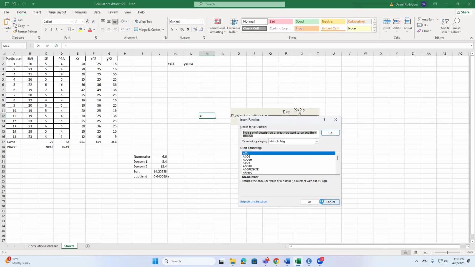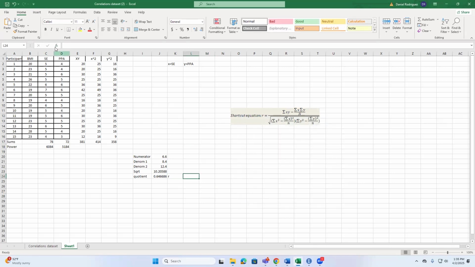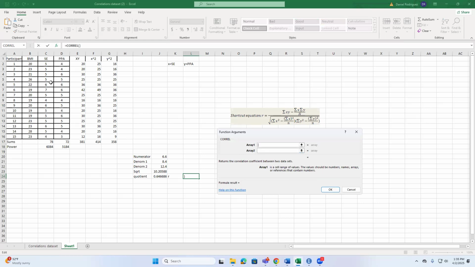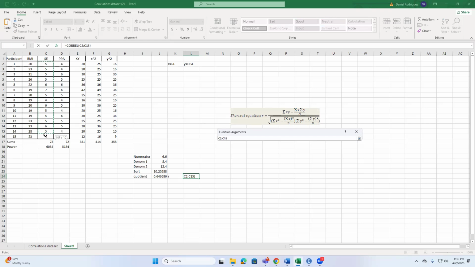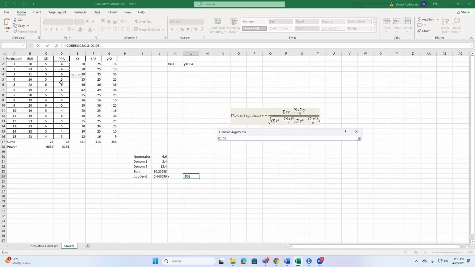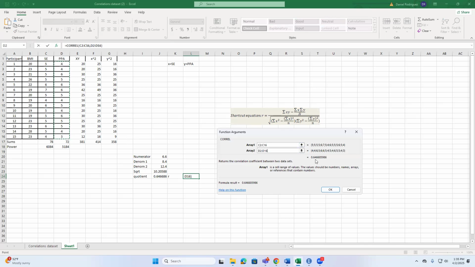I can't find a cell. I need this cell right here. So we go to correlation. Correlation is under stats. Correlation. This gives you the bivariate correlation. Array A is self-esteem. Just highlight all those values. Okay. Array B is perceived physical appearance. Highlight all those values. Here we go. And look, 0.646. Same thing we got there.